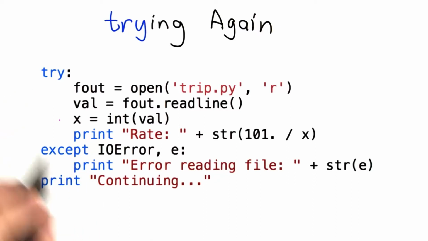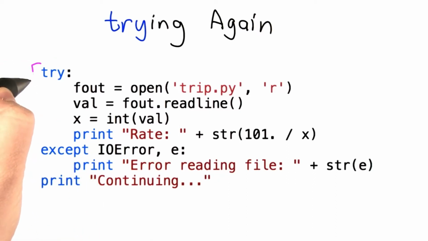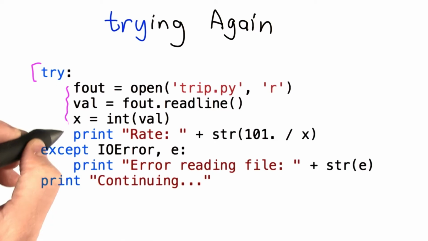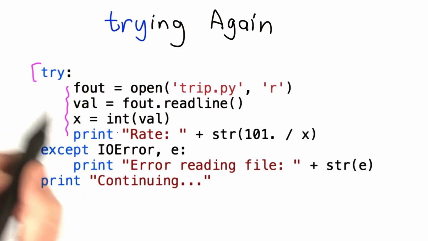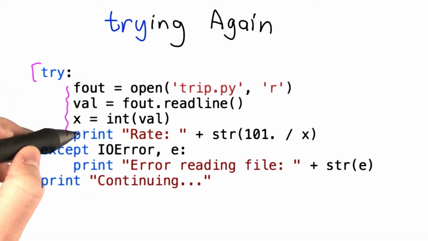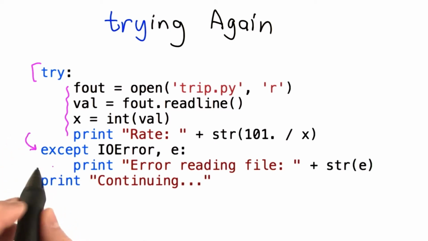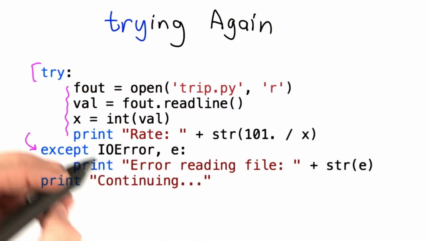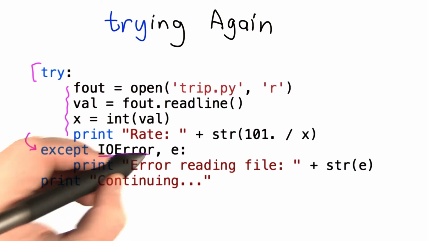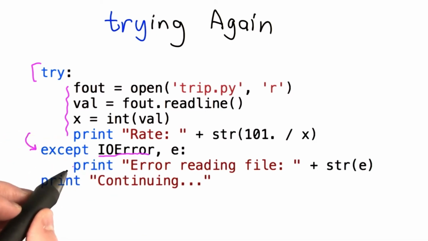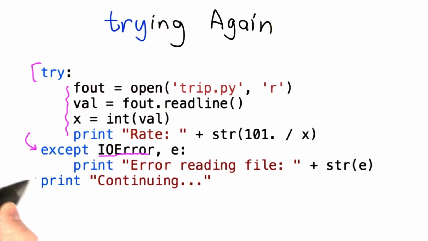So let's look at an example of how we'd use try. Here we've created a try block, and everything inside this block will execute normally until there's an exception raised. If there's an exception raised, it will jump to look for an exception handler. In this case, we have an exception handler for the IO error exception. So if that's raised, it'll be handled here. And then after the try block finishes, we'll continue with the print.